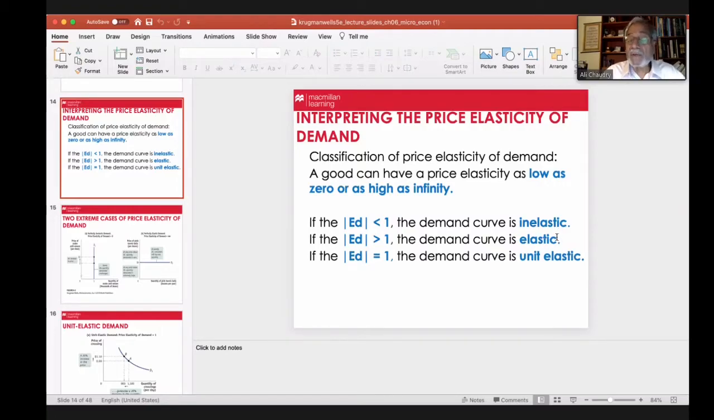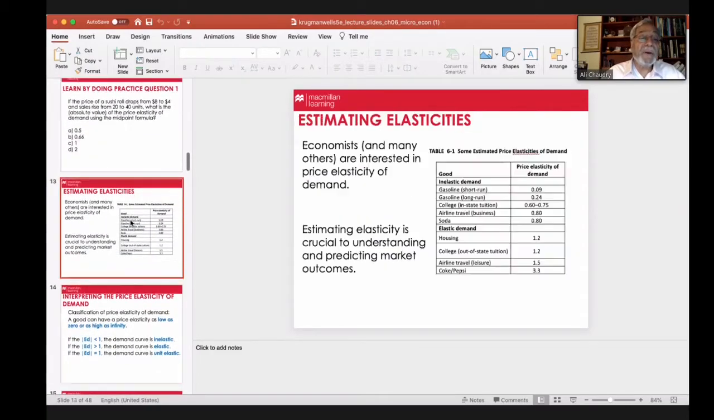But how much greater? Let's take a look at this example, where we see that the housing market, for example, is an example of an elastic demand, because this ratio of the percent change in quantity demanded of housing divided by the percent change in price is 1.2. So the absolute value of that number is 1.2. That is greater than 1, therefore we say it's elastic.